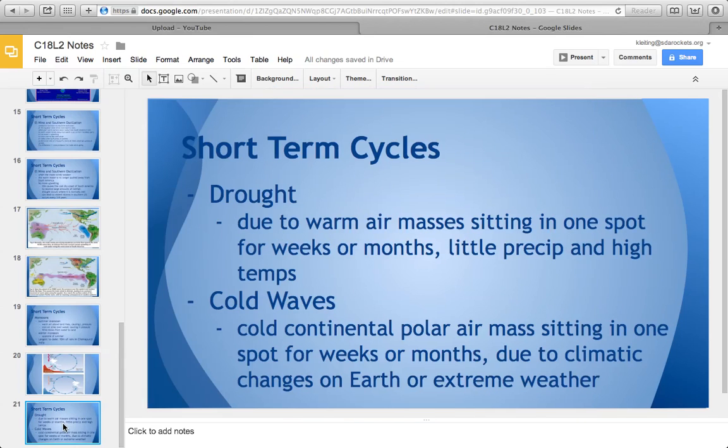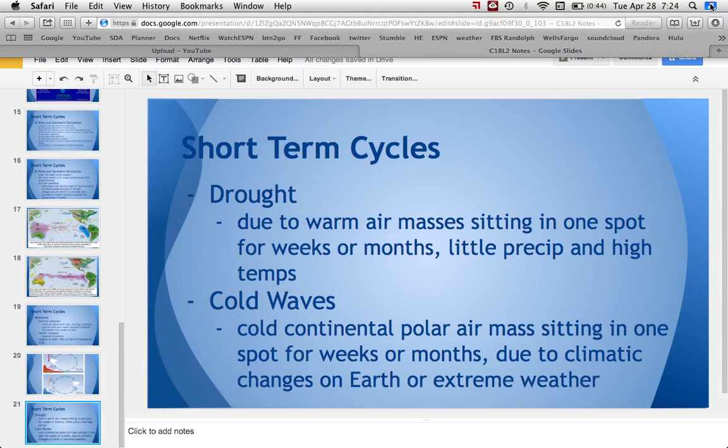Alright, drought is due to a warm air mass sitting in one spot for weeks or months with little precipitation and high temperatures. Cold waves are cold continental polar air masses sitting in one spot for weeks or months due to climatic changes on Earth or extreme weather. I don't think there's really a whole lot to explain with those two. I think we can put together what those are. That will do it for Lesson 2 notes.